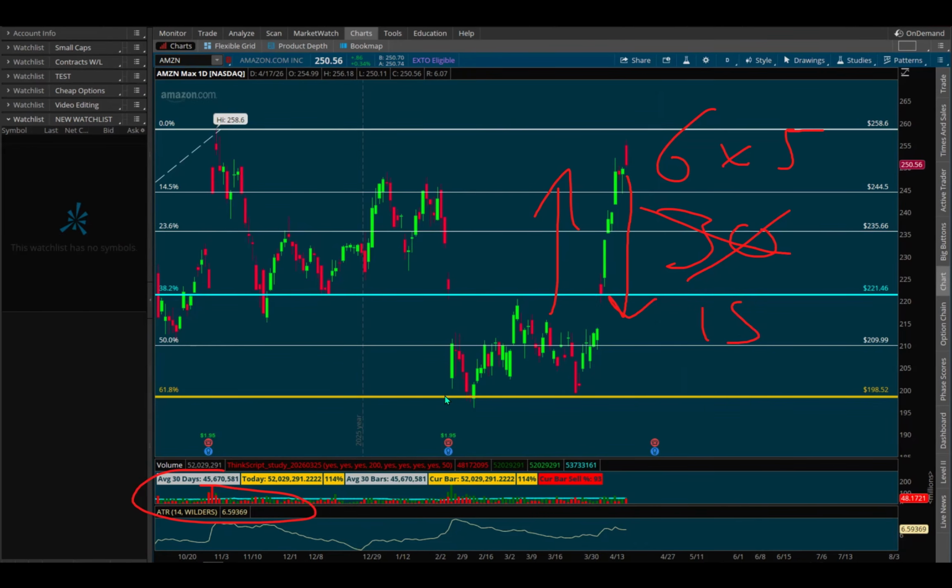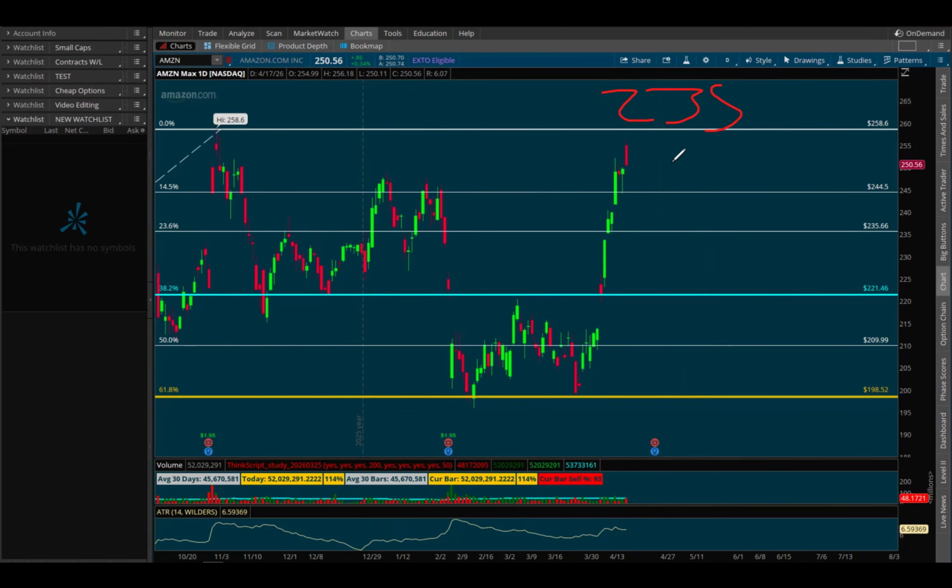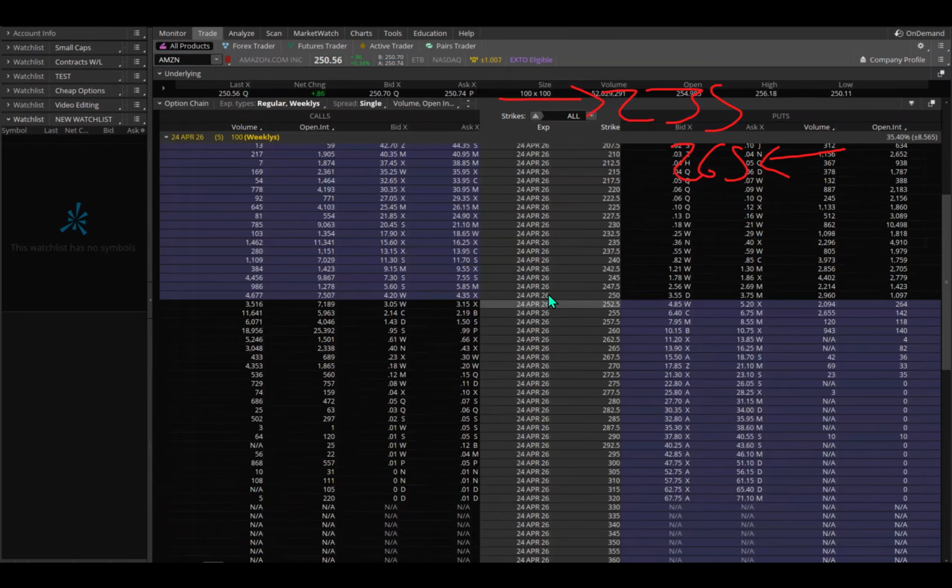Okay. So now if we're at 250 here, we'd be at around 235 down, we'd be about 265 up. So if we're going to bet puts, 235 is the max strike that I want to bet down. If we're going to bet up, 265 is the max strike that I want to bet on the call side. Now let's go back to the options chain here.